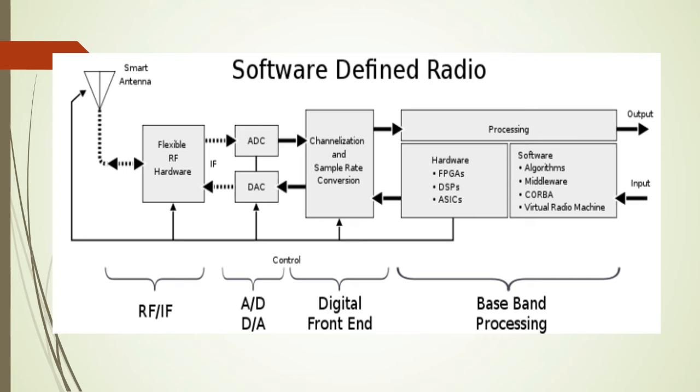To improve the frequency selectivity, we have to convert the signal into intermediate frequency. Next, in this section we use the analog-to-digital converter, up converter and digital down converter in channelization and sample rate conversion. A digital up converter converts the complex digital baseband signal to the passband signal.